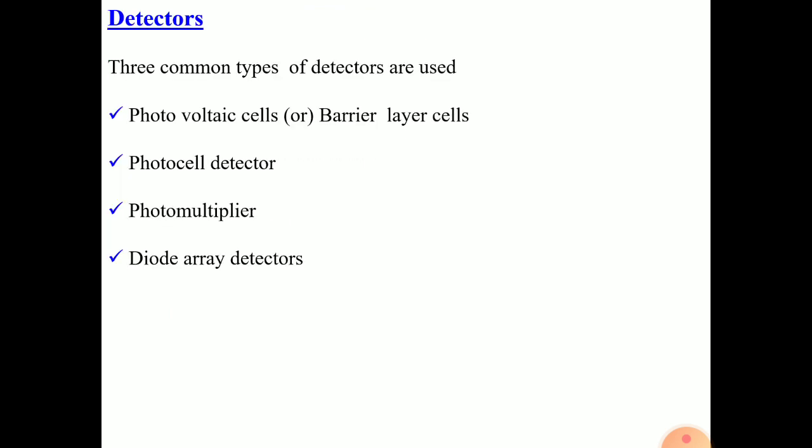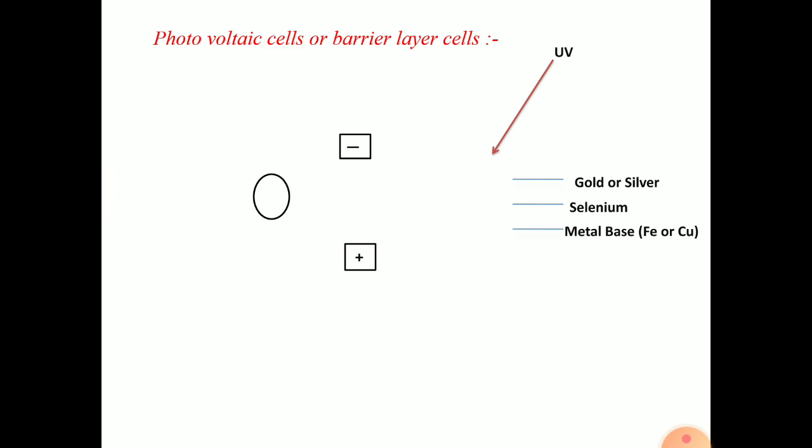Detectors: there are three common types of detectors we use. First is the photovoltaic cell or photobarrier cell, then the photocell detector, photomultiplier, and the photodiode array detector, or diode array detector, which we call the PDA detector. So this is the construction of the photovoltaic cell.